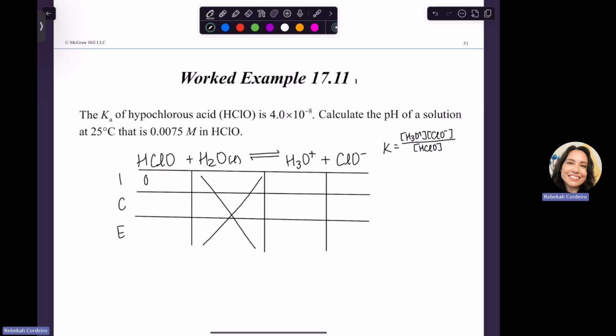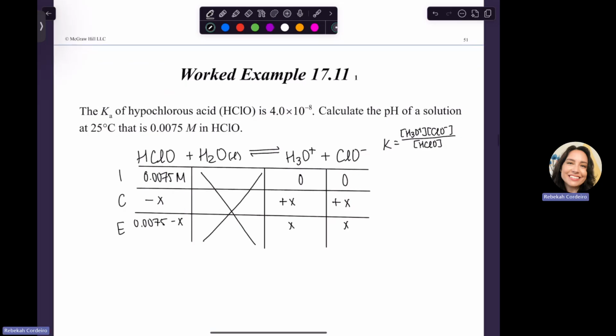They tell me that we start with 0.0075 molar of our HClO, which means we don't have any of our products, which means we must be moving to the right because we can't subtract from 0. Everybody's got a 1 mole to mole ratio, so it's actually not too bad as far as ice tables go. And we can just plug in to my K expression. So K is 4.0 times 10 to the negative 8, x times x over 0.0075 minus x.